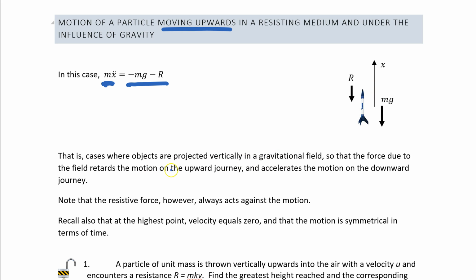So this is the case when objects are projected vertically in a gravitational field. The resistance force always acts against the motion. So if we got to the point where the particle was travelling down, then that resistance vector would now point upwards. We also need to remember that when we're travelling vertically, the highest point is the point where the velocity equals 0. And also that the motion is symmetrical in terms of time.